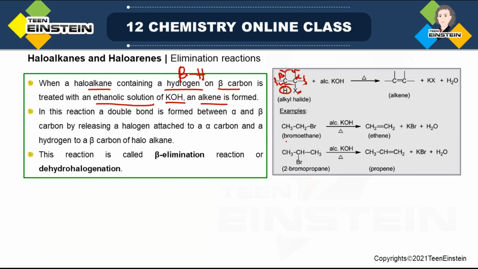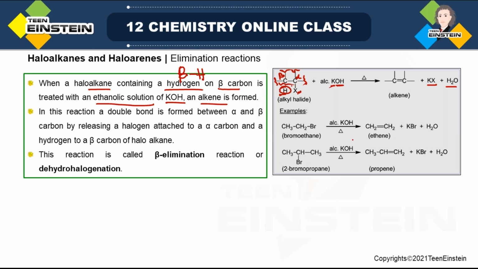So the beta hydrogen is removed. This C-H bond will be broken and a C=C double bond will be formed, and the C-X bond will also be broken. As if HO minus is capturing this H, and X minus is removed and is now attached with K. That is why here it is written that the byproducts are KX and H2O. So this is a general expression.